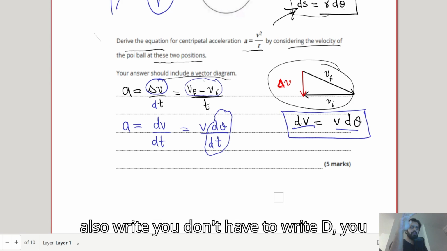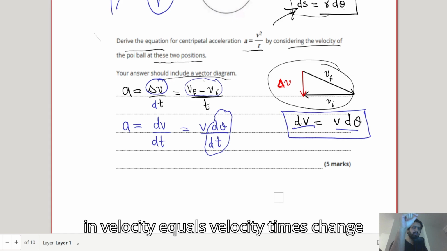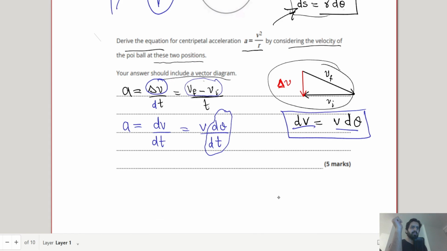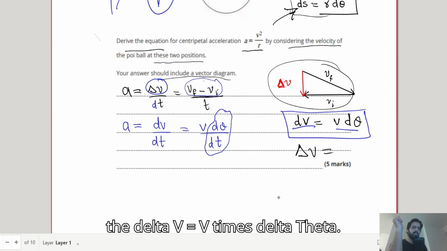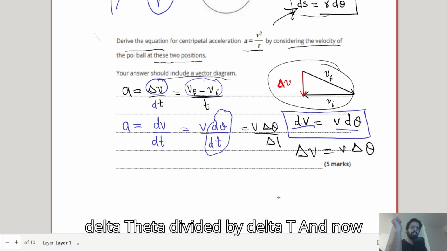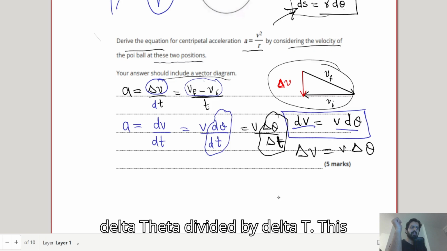Or you can also write, you don't have to write d, you can also work with this triangle: change in velocity equals velocity times change in theta. Delta v equals v times delta theta. You can also use this. So it will be v delta theta divided by delta t. And now maybe you can recognize what this delta theta divided by delta t is.